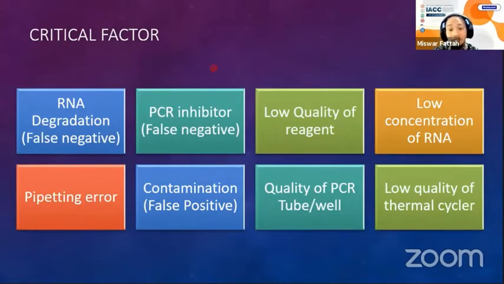So this is a potential for false negatives, related to low quality of the reagents, because we needed to find them in a rush, especially in the beginning of the pandemic, when it was not easy to get reagents. Because supply was very limited, we chose based on what kits were available for our lab. So this is very important too. A low concentration of RNA can lead to highly variable results, and pipetting error, contamination, low quality PCR tubes and a low quality thermocycler are critical factors for molecular testing.